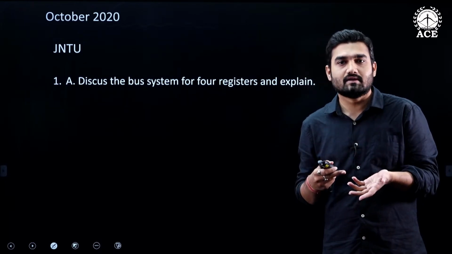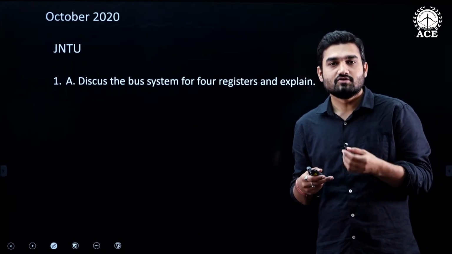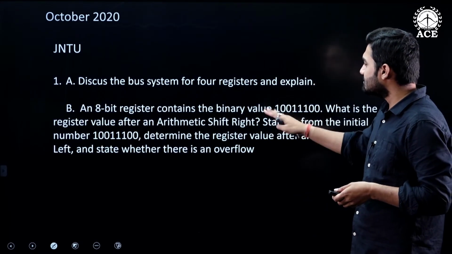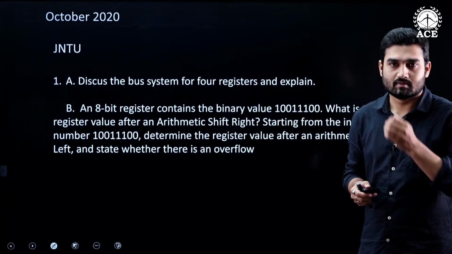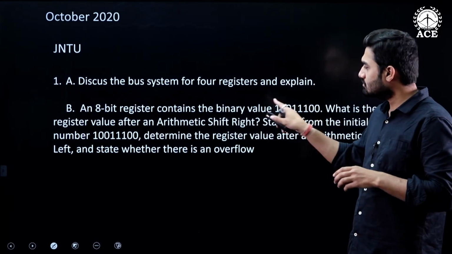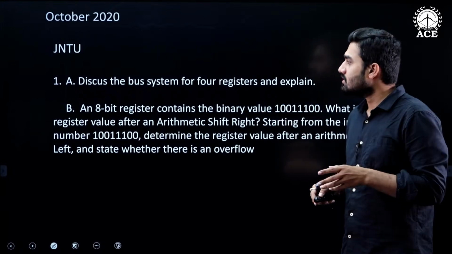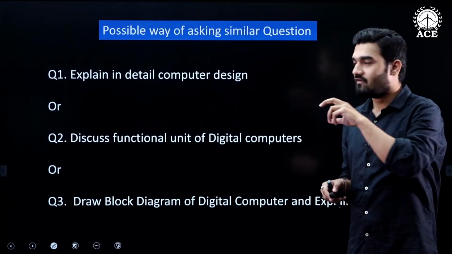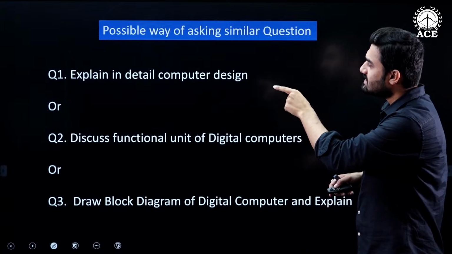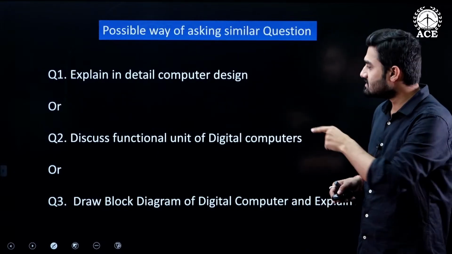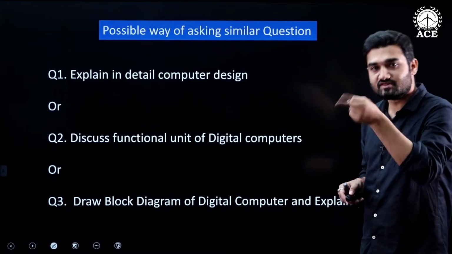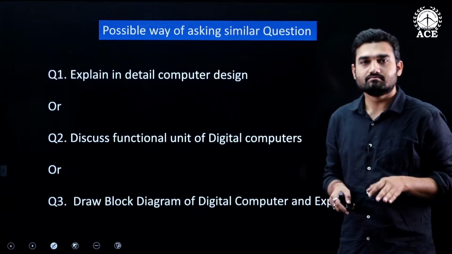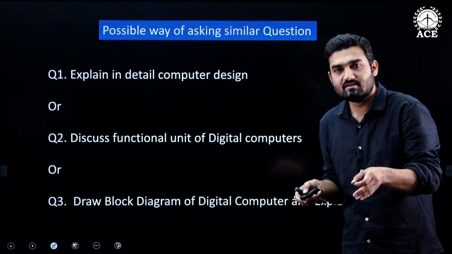Micro operation is really important. That's what they are asking again and again. So these 3 points are really important. Then they have asked some questions based on micro operations only. This is the numerical question they asked in 2020 on micro operations only. Now, let us start with one of the possibilities of the same question being asked. Question 1 is saying explain in detail computer design. The same question has been asked in the manner of discuss the functional unit of a digital computer. The same question is asked in the manner of draw the block diagram of a digital computer and explain it. There are some possible ways of asking the same question.